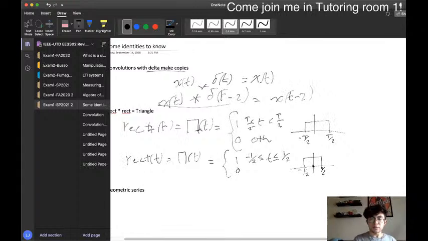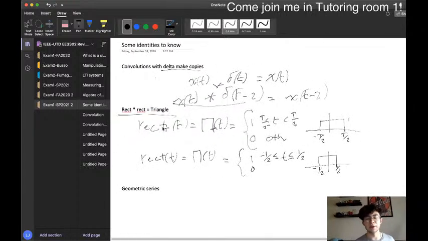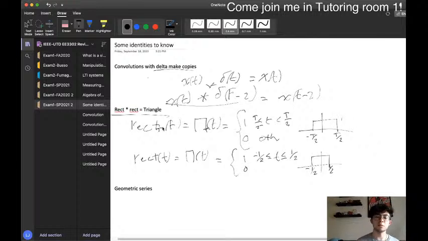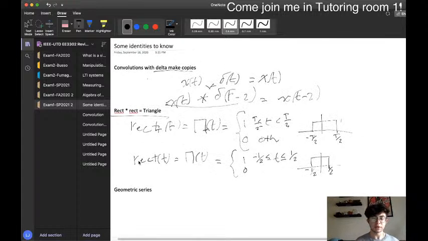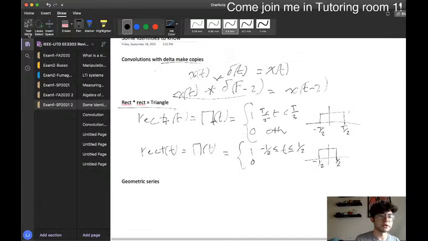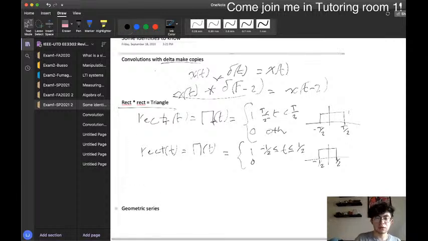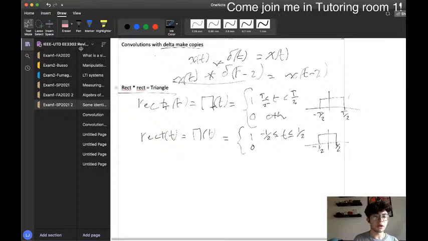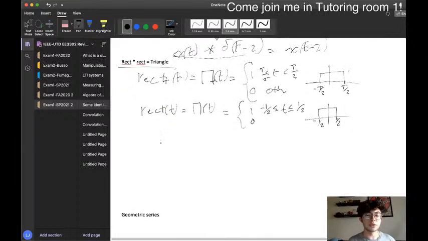Yeah, so one useful identity, going back to what I was talking about, is that if we convolve two of these rectangles, we're going to get the triangle function. Let me make more space here. So if we convolve two of these rectangles, and let's just say that they're the standard unit ones, then we get a triangle function.